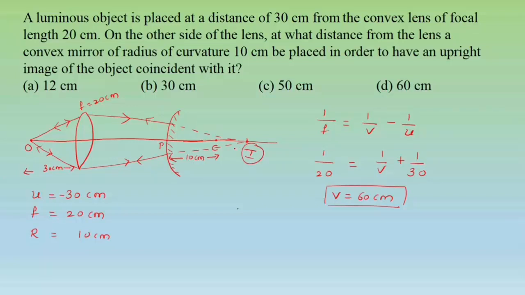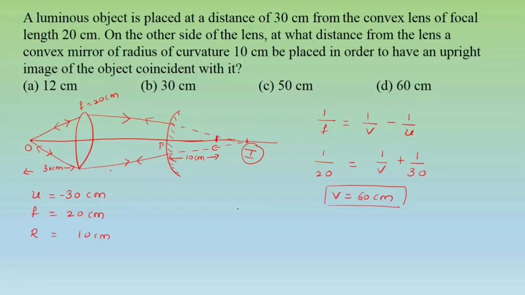But remember, this image and the object will coincide only when the image is formed at the center of curvature. Image is formed at the center of curvature, then coincidence is possible. That means the rays refracting through the lens, these refracted rays will fall normally on the convex mirror. When it is at normal incidence, then it retraces the same path, so that this image is again formed at point O. Right? Here the radius of curvature is given, 10 centimeter.